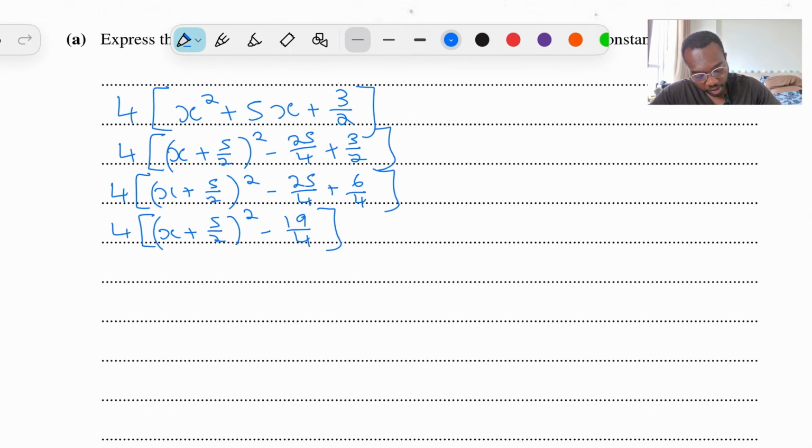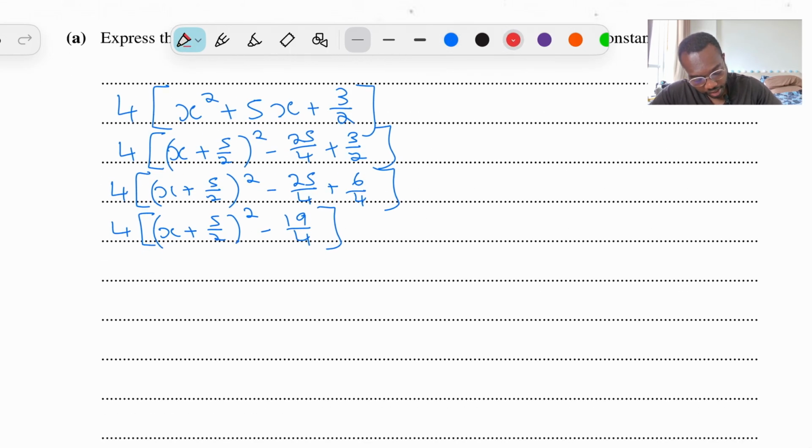And then if we just multiply out by 4 now, we get 4, and then in brackets (x plus 5 over 2) squared minus 19, okay?